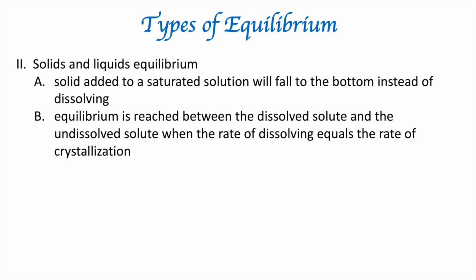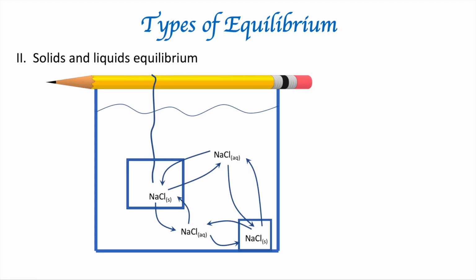But at that point of saturation, it has also reached a point of equilibrium. The equilibrium is reached between the dissolved solute and the undissolved solute when the rate of dissolving equals the rate of crystallization. So let me show it to you this way here. Technically this is not a closed system, but it gives you an idea. It's somewhat of a closed system, but actually it's not really a closed system here.